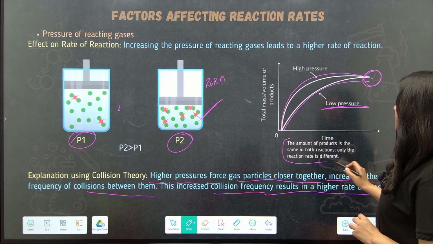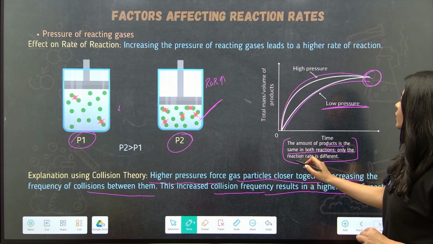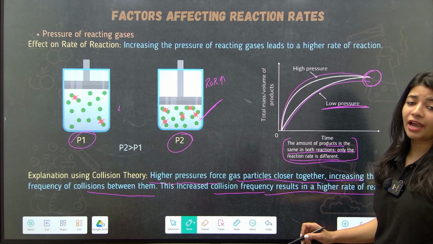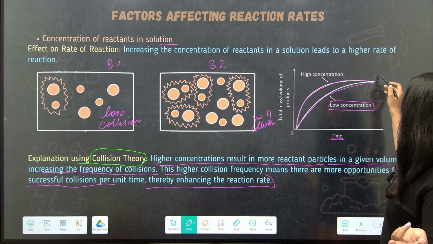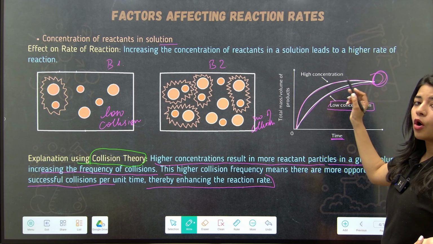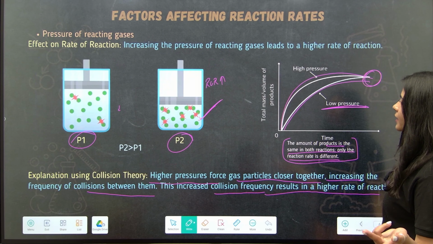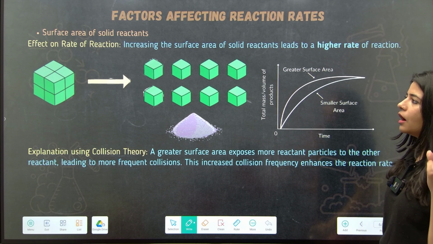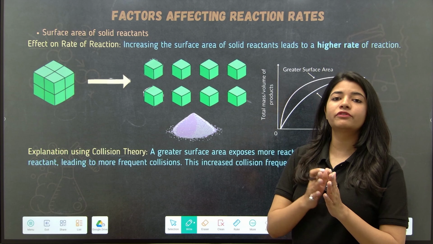Here it is also written: the amount of product is the same in both reactions, only the reaction rate will change. The same goes with this graph, the amount remains the same, but this graph shows how fast the reaction is taking place. Now, next, let's move on to the third factor which affects the rate of reaction, which is the surface area of solid reactant.